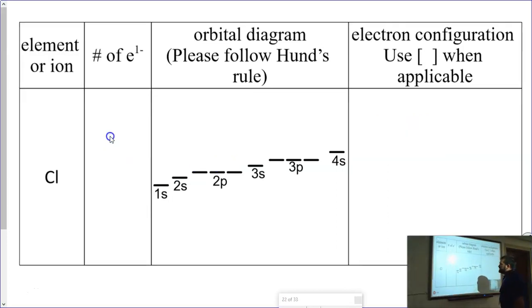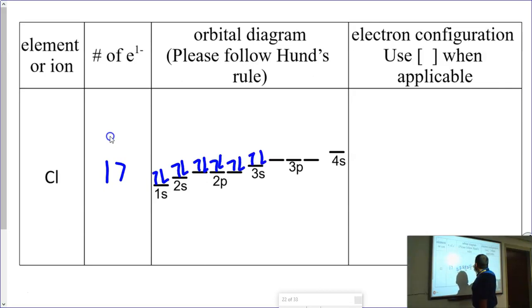Chlorine, element 17, a little bigger. This is neutral still, so 17 protons and 17 electrons. 1, 2, 3, 4, 5, 6, 7, 8, 9, 10, 11, 12, 13, 14, 15, 16, 17. Okay, my drawings aren't the best. I hope yours look a little better.